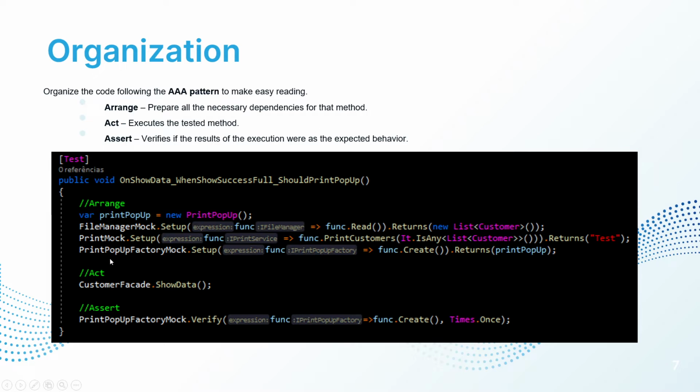We are mocking everything we need. In the act, we basically call the show data function. In this case, the customer facade is responsible to receive all the data to execute the function itself. So in this case, we have all the mocks inside this object, which is a real object, and this real object has all these mocks inside of it. I will show you how in the next steps.